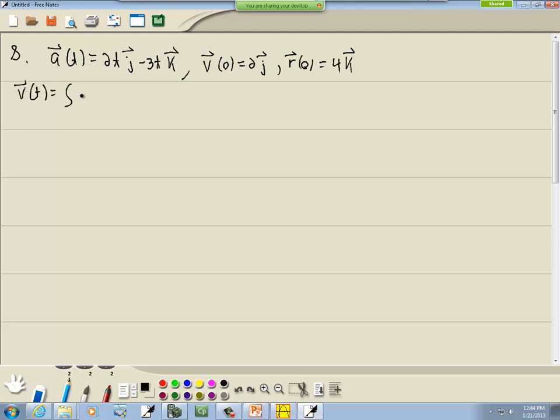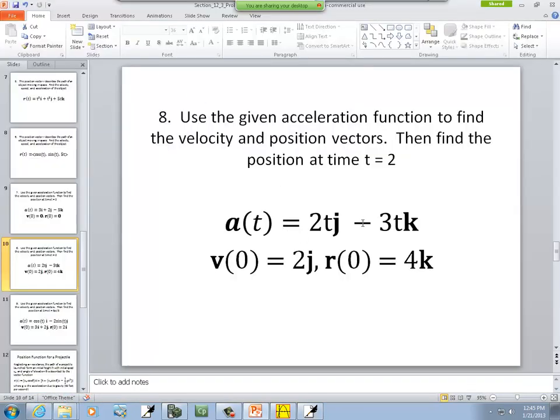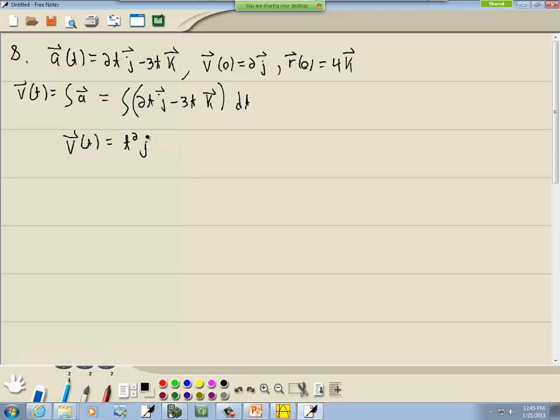We're going to take the integral of our acceleration vector, which is the integral of 2tj minus 3tk with respect to t. So our velocity vector is going to equal t squared j. That is a j, isn't it? j and k? Yeah, j and k. There is no i. So j minus 3/2 t squared k plus our constant vector.